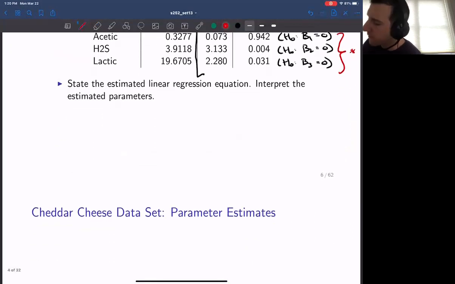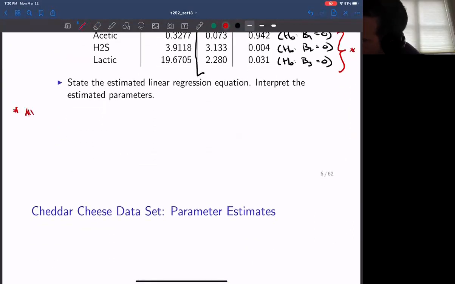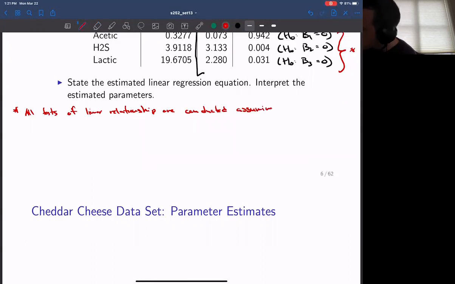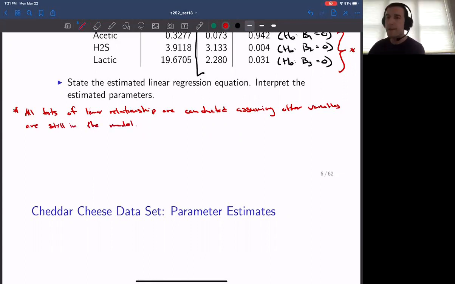Okay, so all tests of linear relationship are conducted assuming other variables are still in the model. Now, this idea also holds true for the interpretation. So let's take a look at examples of how that would work.